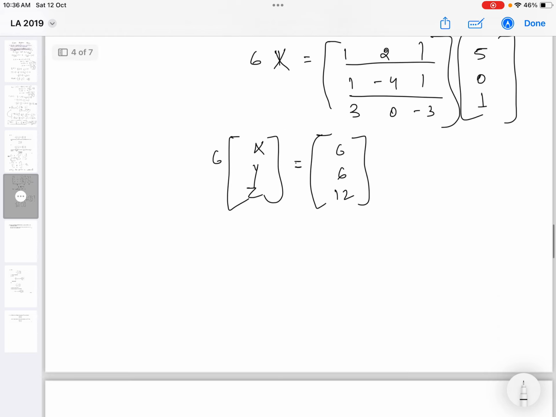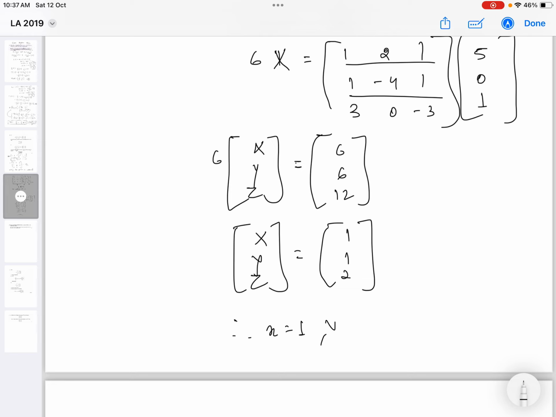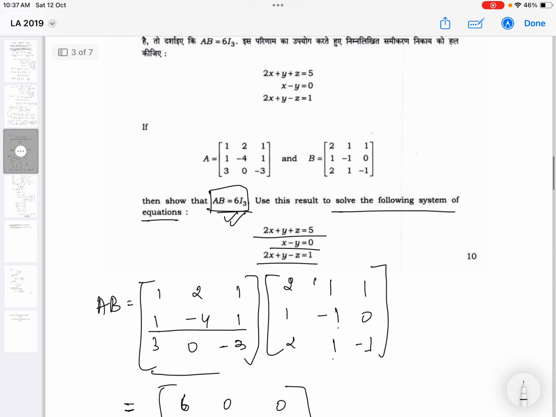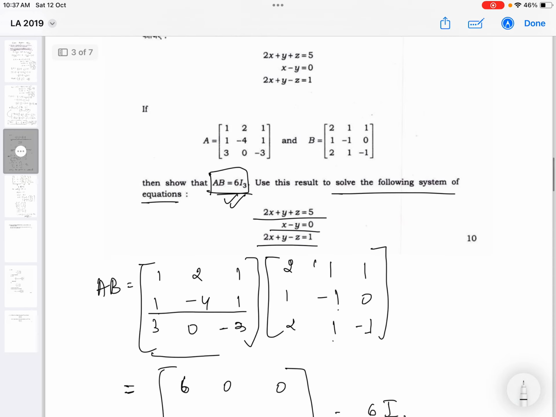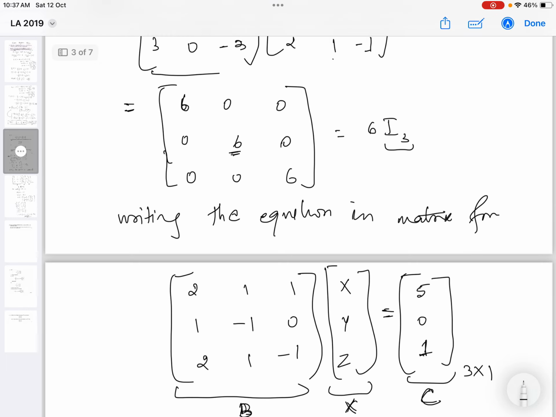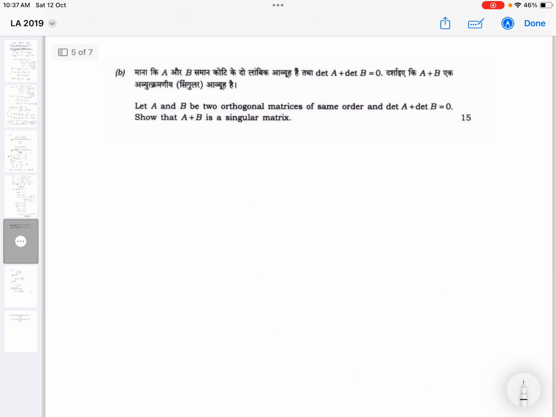So X and Y will come from here. I divided this, so we get 1 1 2. Hence x is equal to 1, y is equal to 1, z is equal to 2 is the solution. Hence we got the answer that we need to find. So we just have to identify that B was given as the coefficient matrix and we have to pre-multiply with A.